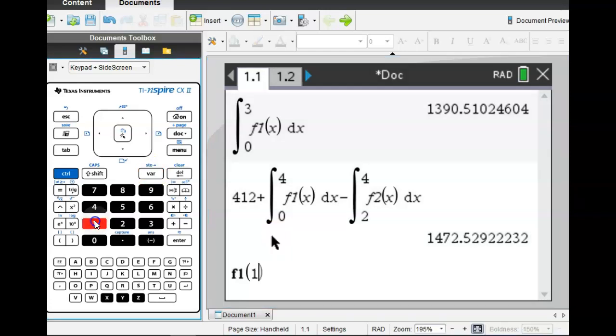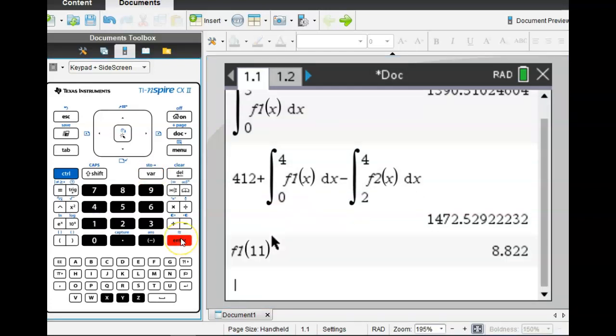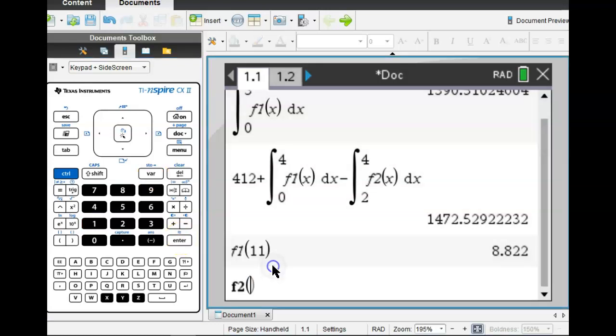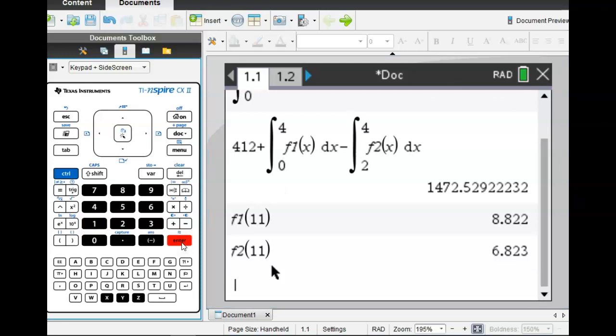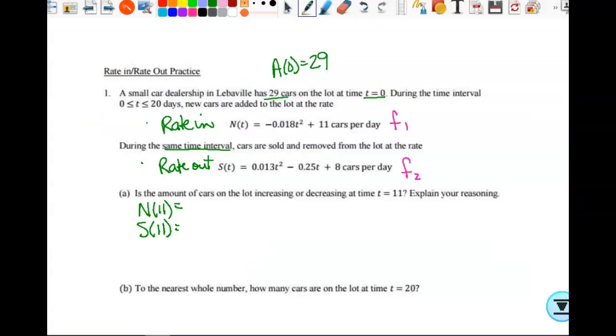So now I can find F1 of 11 and F2 of 11. And those are my two answers that I get. It's a good way to evaluate things. Let me know if you're not with me. Did you type them both into the graph? Okay, so then I went back to this screen and I evaluated F1 of 11 and F2 of 11. So I can get my two little answers.